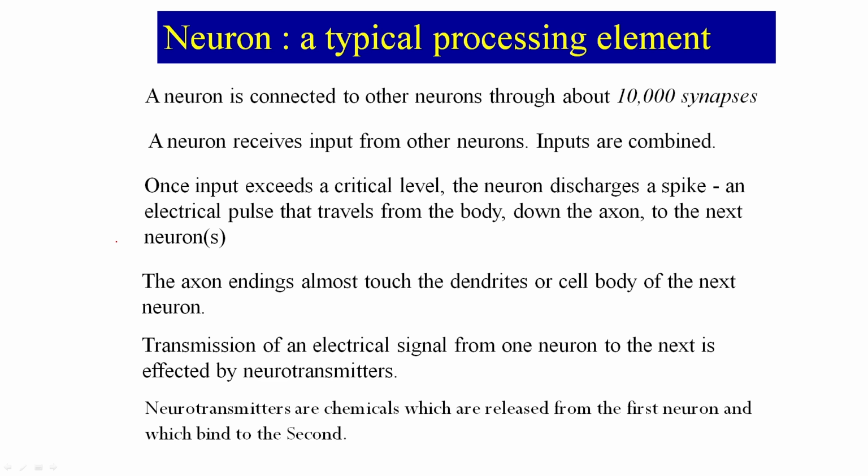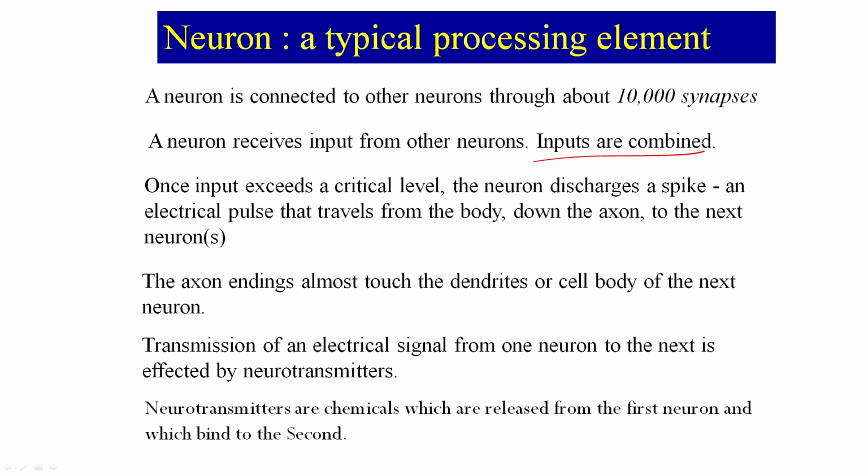So, what does it tell you? A neuron receives input from other neurons, and that is why the inputs are combined. It is not like I take input and do a regression. Here you are receiving an input at a neuron, and it receives input from another neuron which must have processed the data already. So, therefore, inputs are combined. Once the inputs exceed a critical level, the neuron discharges a spike, which is nothing but an electrical pulse that travels from the body down the axon to the next neuron.